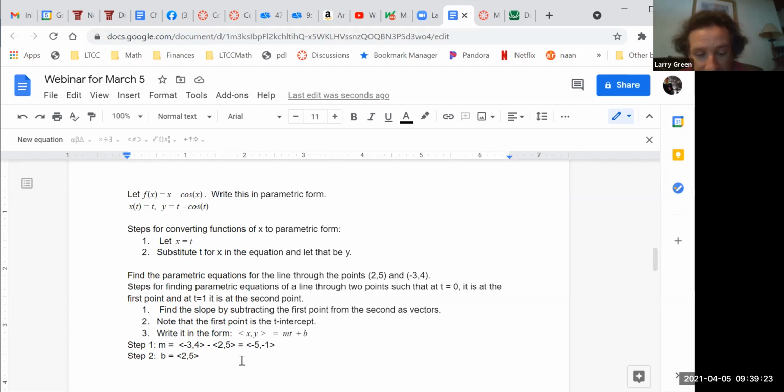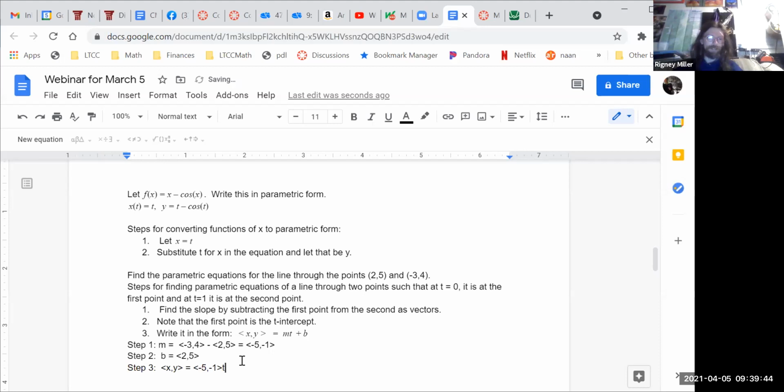Okay, step 3. Step 3, I put it together. So we're going to have xy is equal to m, which is -5, -1, t.